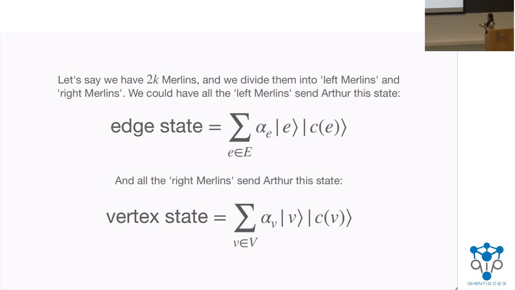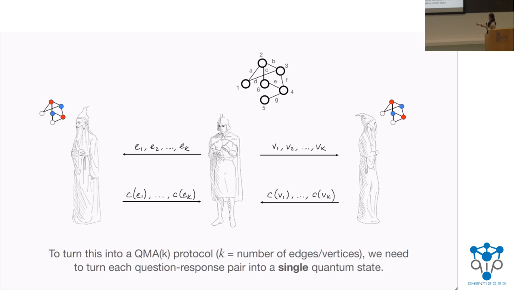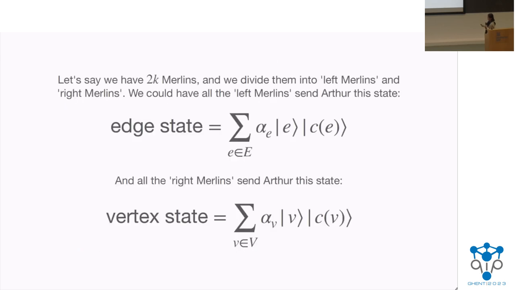Let's give ourselves a little bit of leeway, right? The K, again, is going to correspond exactly to the number of edges or the number of vertices that Arthur would have sent in the AM2 protocol. And let's divide them into left Merlins and right Merlins. So we could have all the left Merlins send Arthur this state. So all first K Merlins send this state where, okay, so this is a superposition.